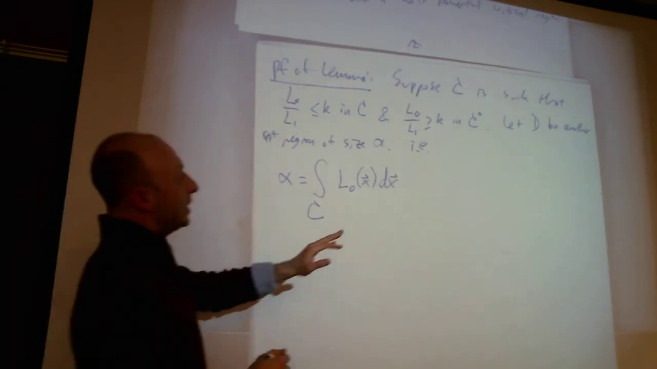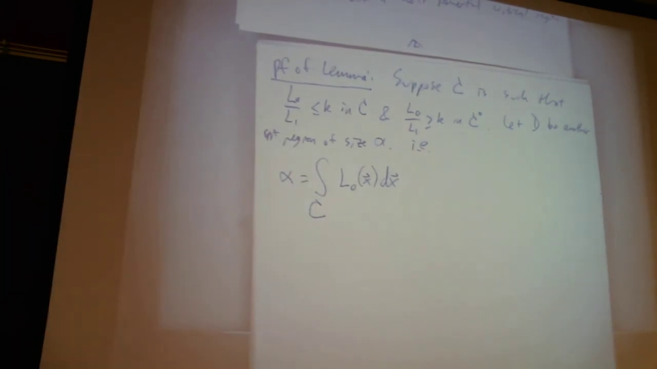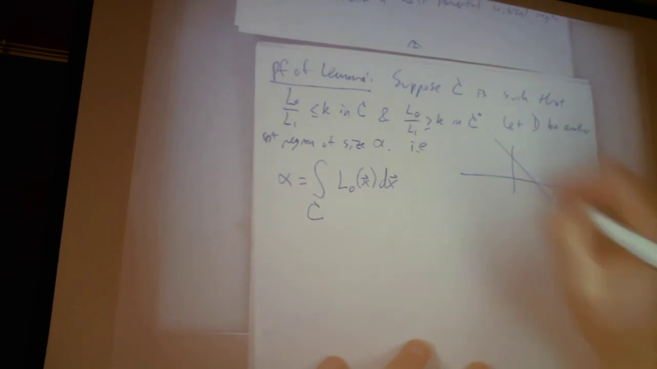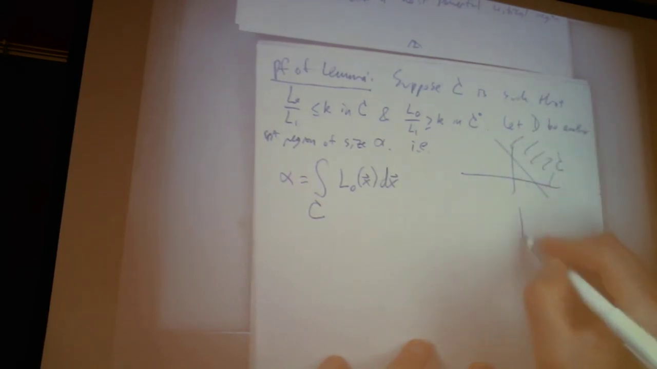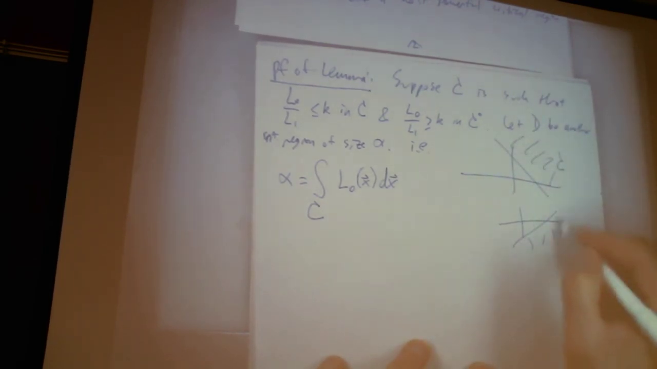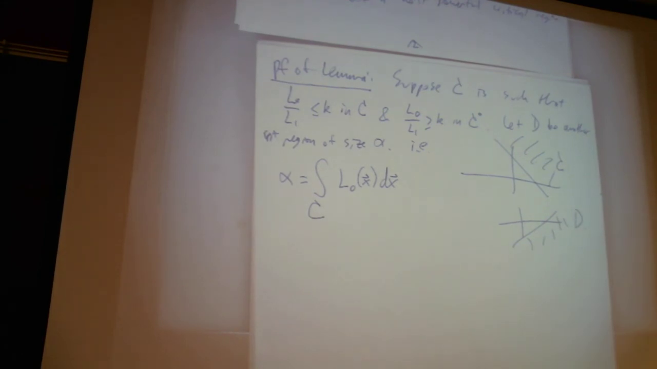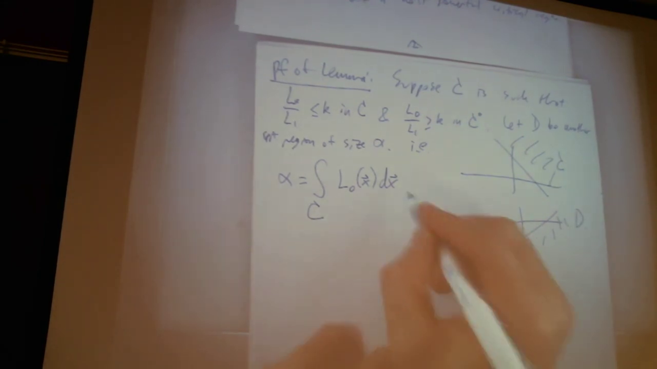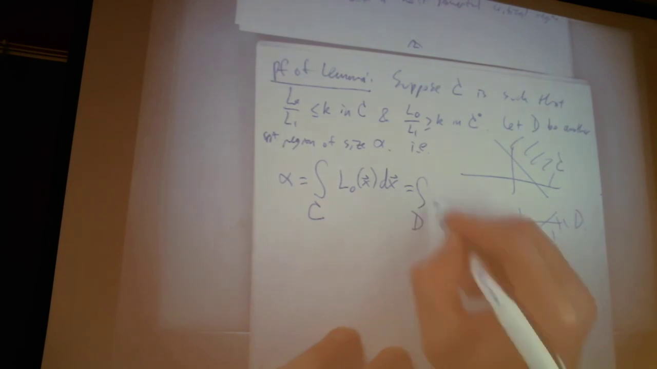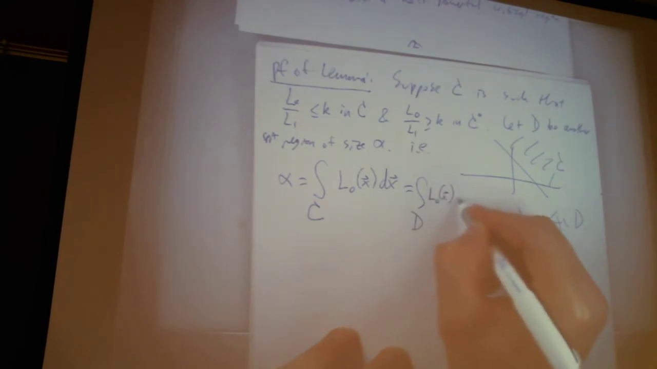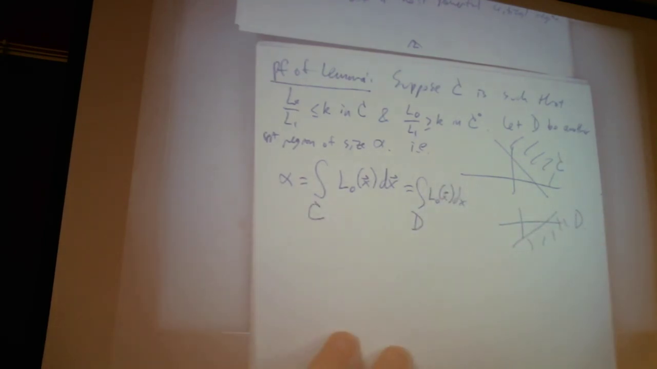We're assuming that D is some other region, so let's draw this picture. So C in our example is this, and D in our example is this. D is some other region which also has size alpha. In other words, the same integral, now over D, with the same likelihood, also comes out to alpha. Does that make sense?